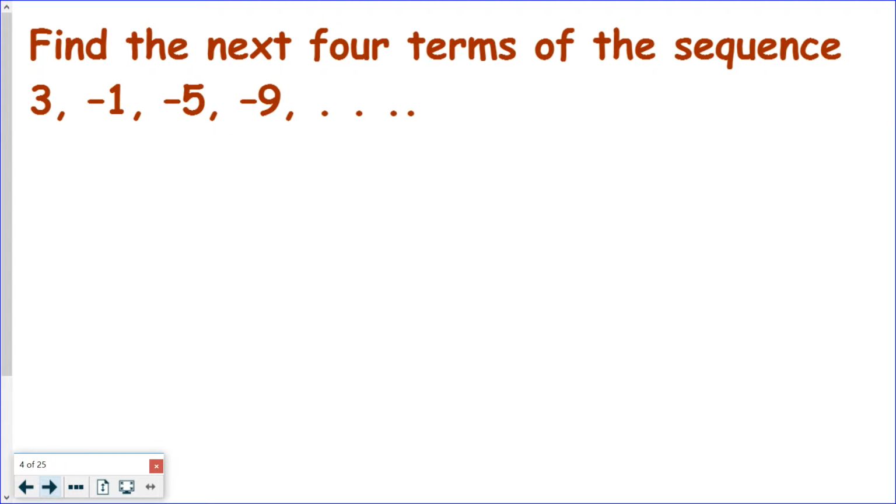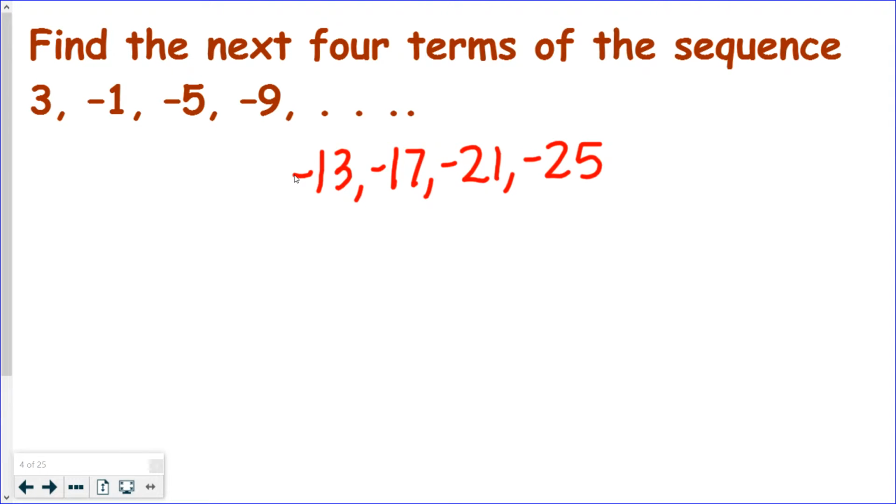All right, so here's our first sequence. It says find the next 4 numbers. When we look at these numbers, they appear to be going down by 4 each time. So 3 minus 4 would be -1, minus 4 is -5, minus 4 is -9. If I subtract 4 more, I get -13, -17, following that pattern, -21, -25.